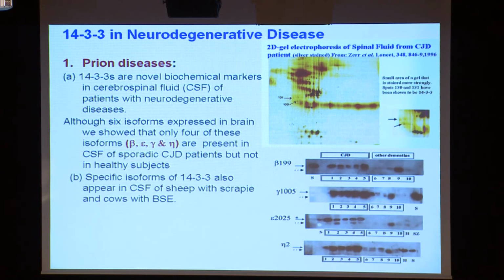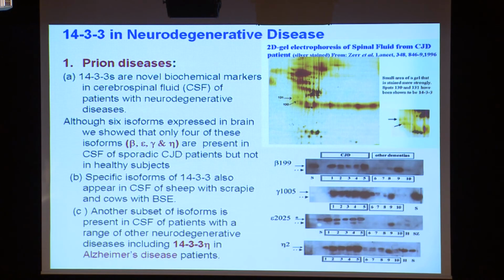This has some functional relevance because these specific isoforms also appear in spinal fluid of sheep with scrapie and cows with BSE or bovine spongiform encephalopathy or mad cow disease as well. Now, 14-3-3 isoforms can also be found in spinal fluid of patients with other diseases, such as a particular isoform, a theta isoform in Alzheimer's disease patients' spinal fluid.